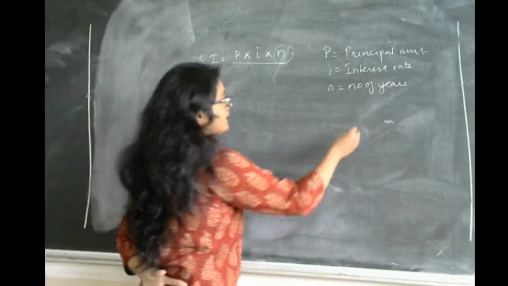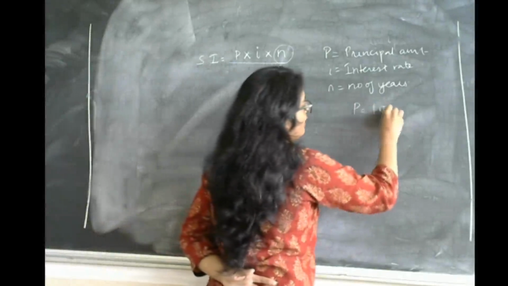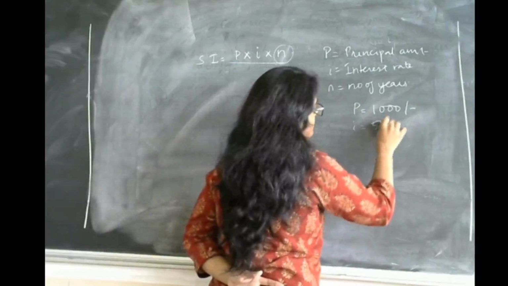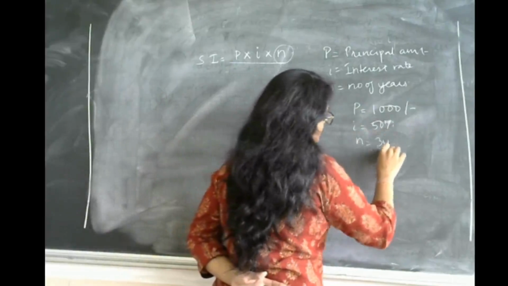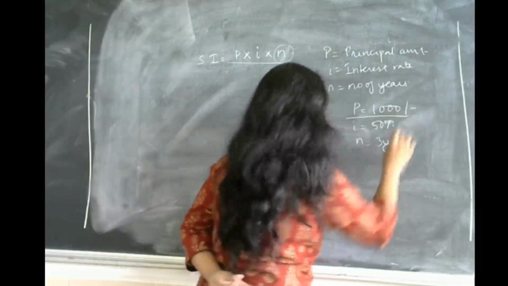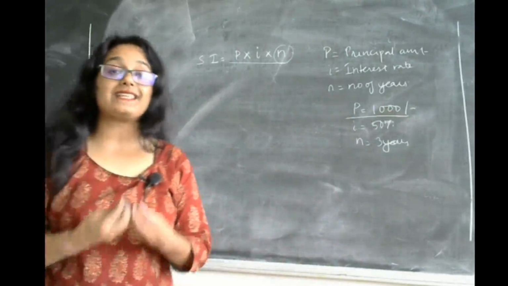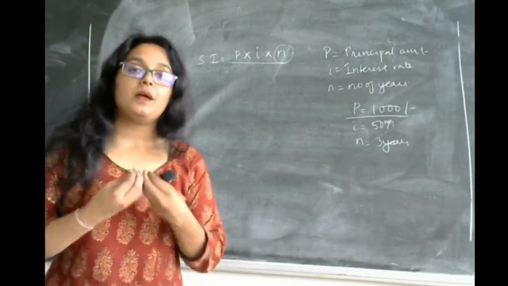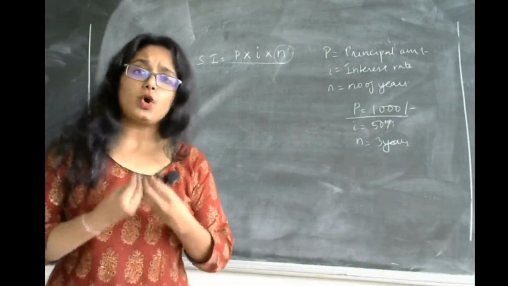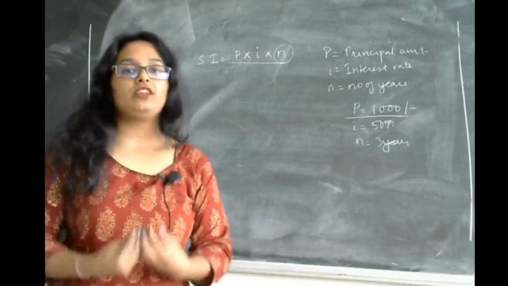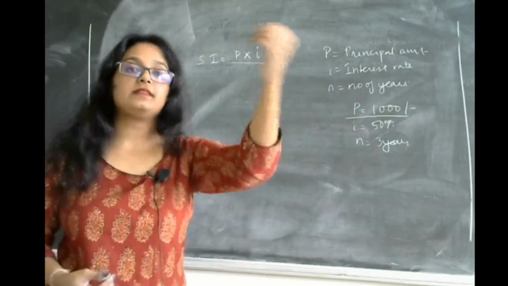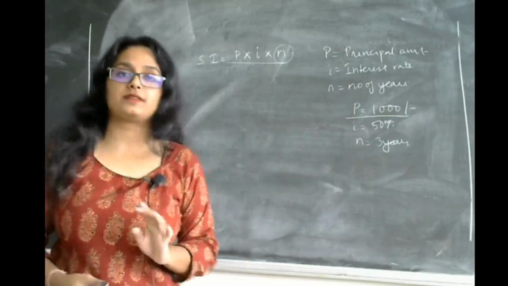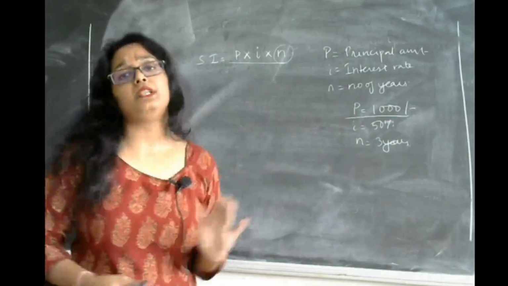Let us take that the principal amount is 1000, the interest rate is say 50%, and the number of years is say 3 years. Now this principal amount will also be called the present value. Why is the principal amount also called the present value? Basically, the principal amount is called present value because today you are taking that amount and trying to invest it in a bank, or maybe invest it somewhere where you are going to get a compound interest, or where you are going to get a simple interest.